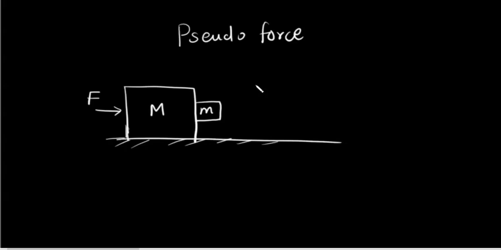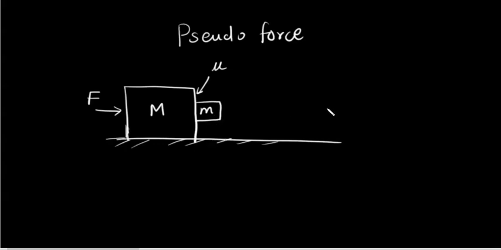In this session, we will solve some problems based on pseudo force. So here we have this system. There is a mass of capital M and there is another mass of small m. Small m is a smaller mass and the capital M is a bigger mass, and there is no friction between the mass of capital M and the ground, and the frictional coefficient between these two masses is mu. The question is, what is the minimum force required such that this mass m does not fall down?